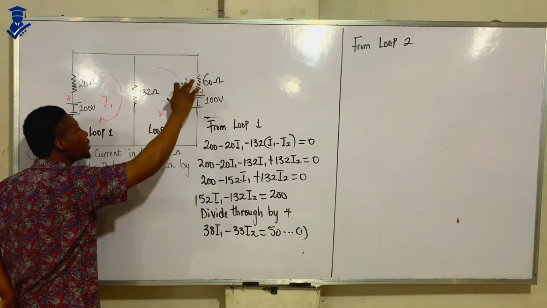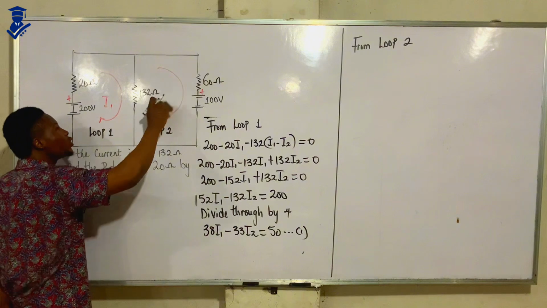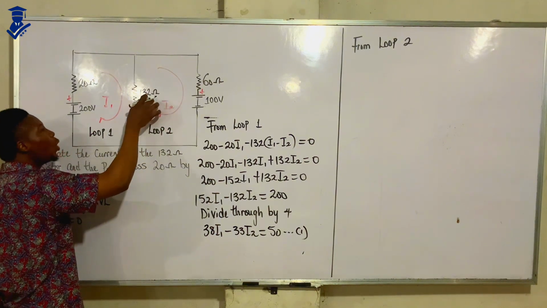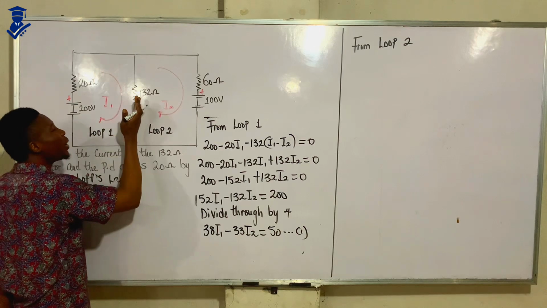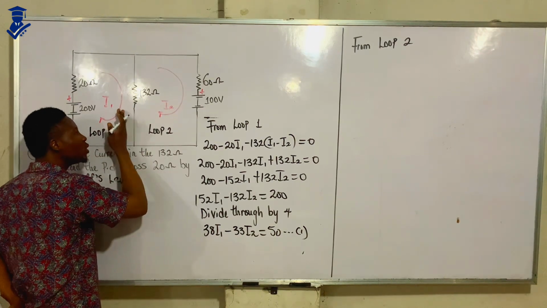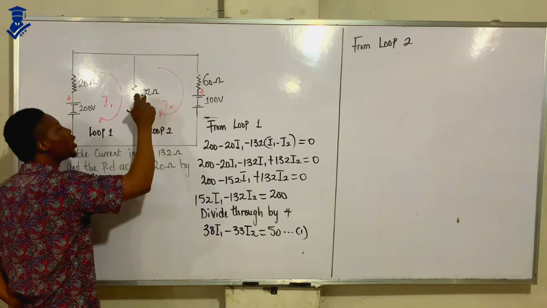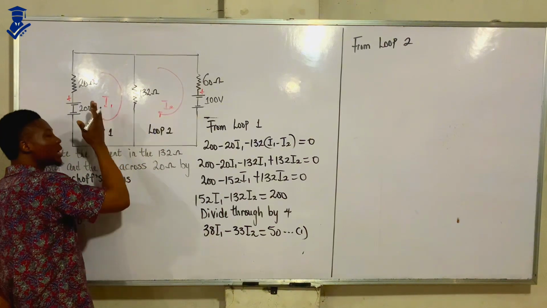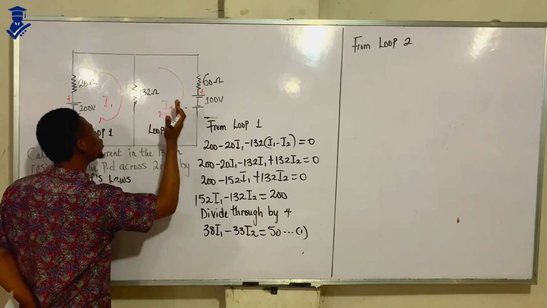So coming like this, current is going to flow through the 132 ohms resistor, but it is between loop 1 and loop 2. But this time, the current flowing through here will be I2 minus I1 now, not I1 minus I2. It's going to be I2 minus I1.